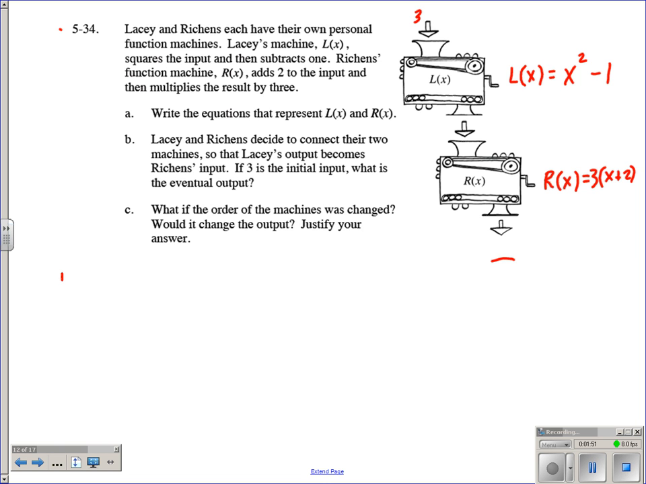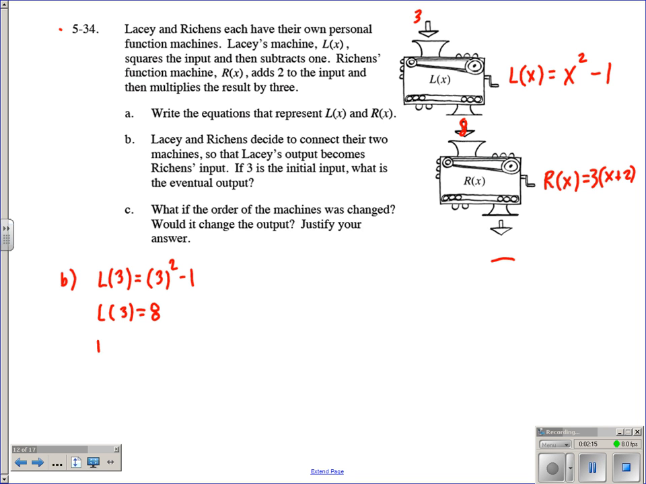So let's do that over here. We're going to say the function L of 3 is equal to 3 squared minus 1. So we're going to end up with, when we plug in 3, that'd be 9. 9 minus 1 is 8. So we'll get 8 here, and that's going to fall into his function machine here.